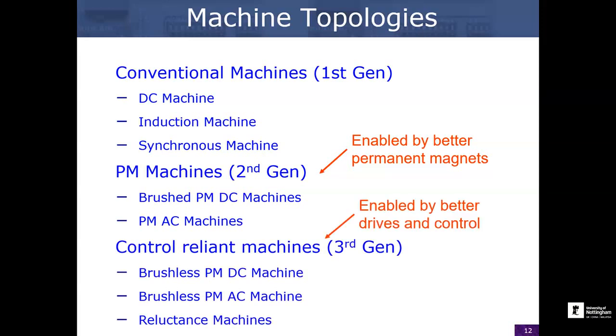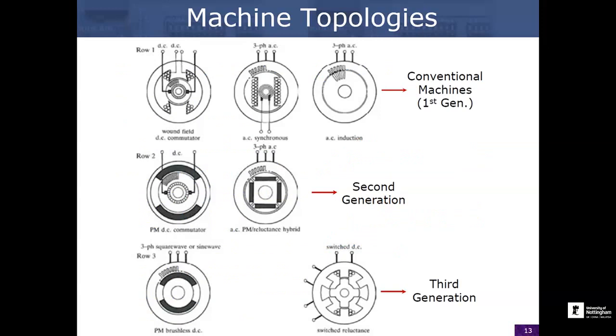And then finally we reach the more modern generation, control-reliant machines. So these are all enabled, as you would expect, by better drives and control, by power electronics that let us control the supply to these machines to be whatever we want it to be. And these are our brushless permanent magnet AC and DC machines, and also the reluctance machines that we'll talk about at the end of the course. But each of these has been driven by a step change and improvement in available technology, and each of these has allowed us to do more and different things with our machines.